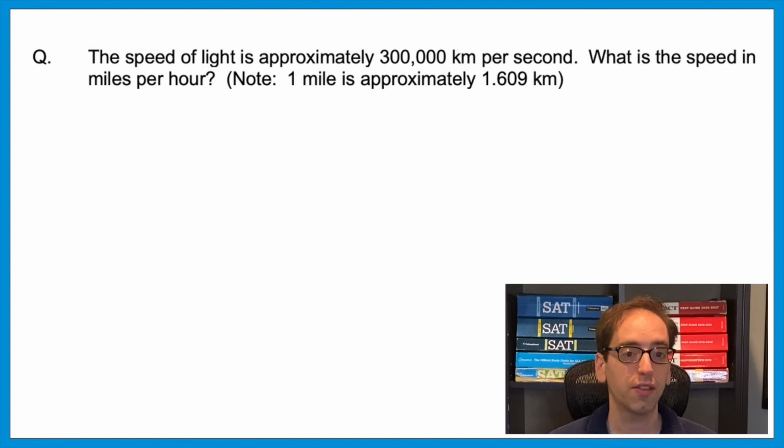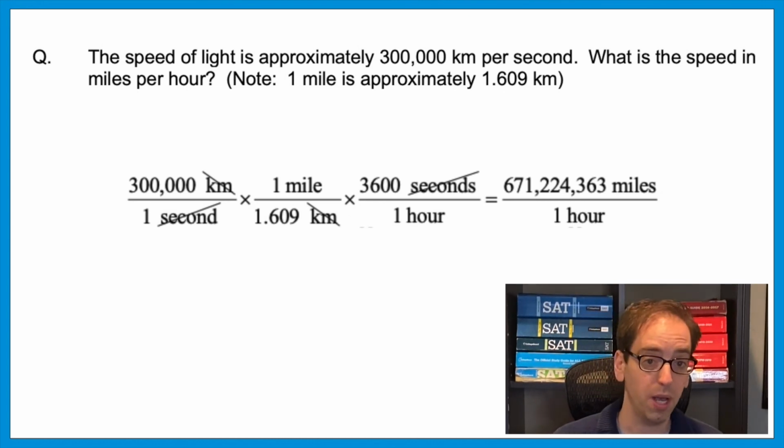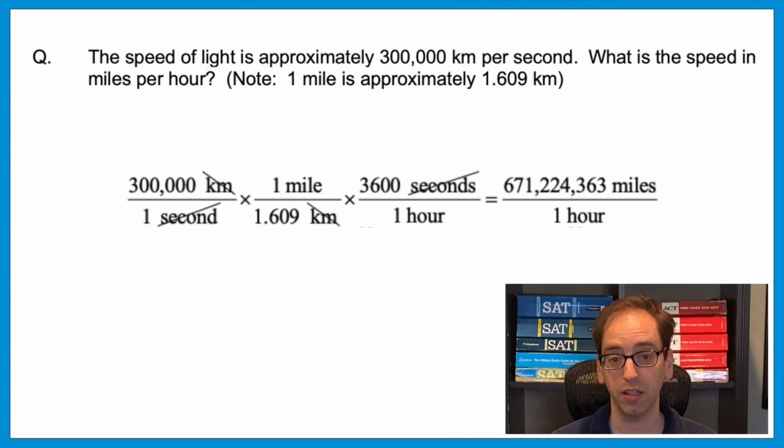So let's see if we could set this up to make the kilometers disappear. Well, if we write it as a fraction, 300,000 kilometers over 1 second times 1 mile over 1.609 kilometers. We're putting the kilometers in the denominator so that they cancel with that first fraction. And then likewise, times 3,600 seconds over 1 hour. That way the seconds will also cancel, so we will be left with miles per hour.